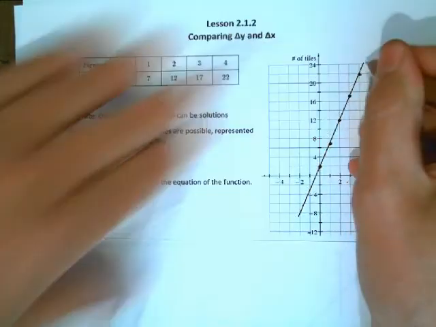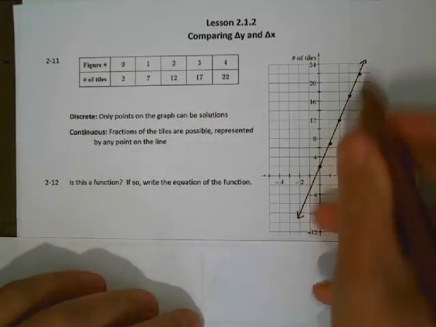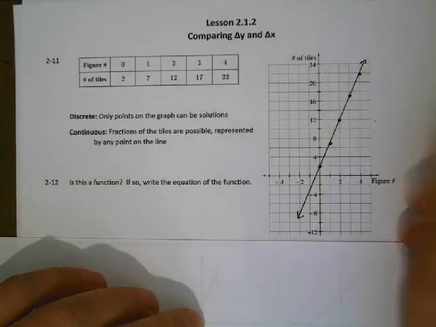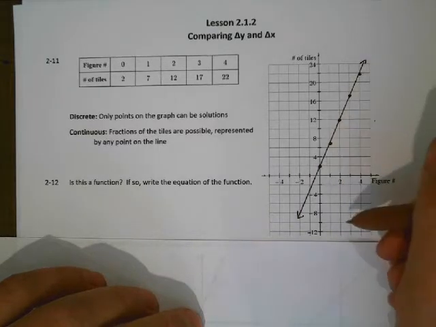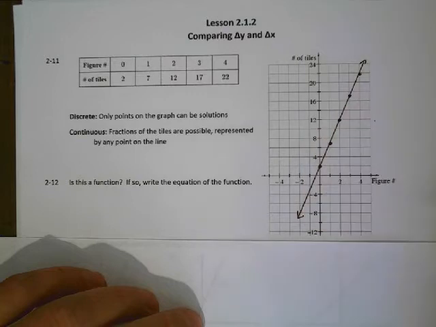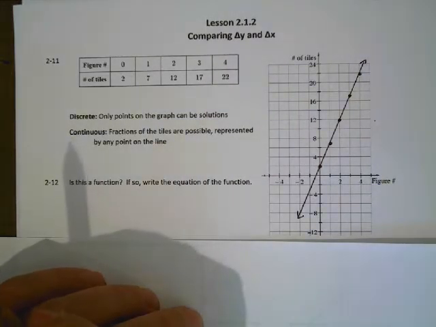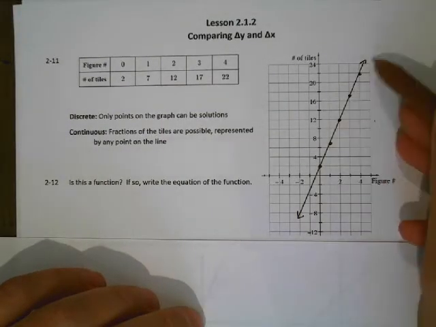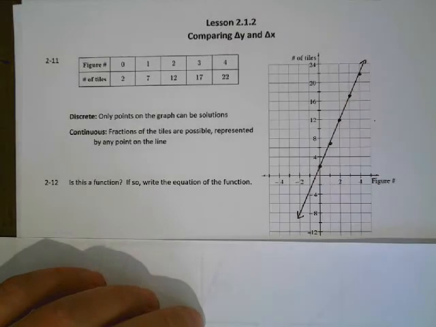now what we're saying is that not only do each of these figure numbers work for 0, 1, 2, 3, and 4, but the fractional figure numbers also work, like 0.5 would give us an answer, and even the negatives would give an answer because we got an arrow pointing there. That's what we call continuous. So fractions of the tiles are possible, represented by any point in the line. We've already looked at some in the last unit that did that. So the line means that the fractions are okay, whereas the discrete graph, if it were only points, is saying that only the figure numbers and their tiles would work.